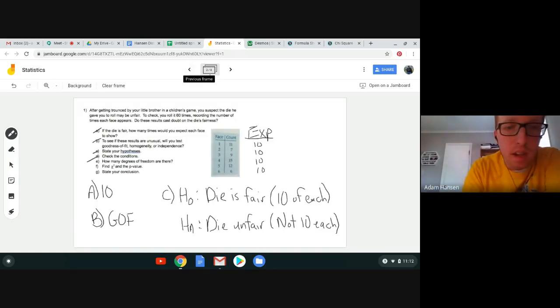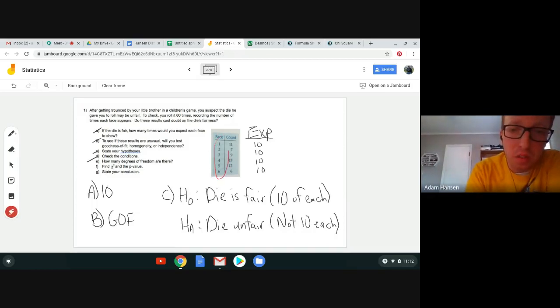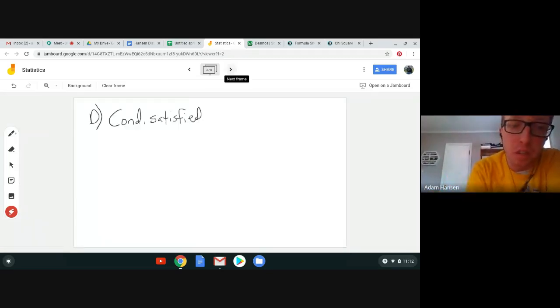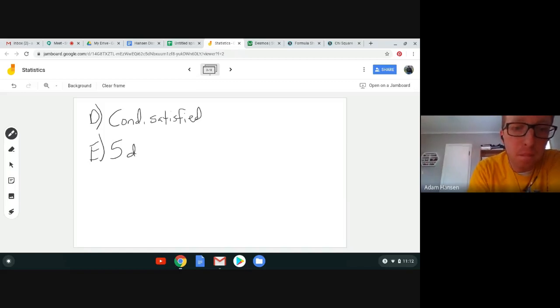Letter E. How many degrees of freedom are there? Well, we have 6 categories that make up the distribution of the variable. So 6 minus 1 is 5. That might be helpful in talking about setting up the critical value.